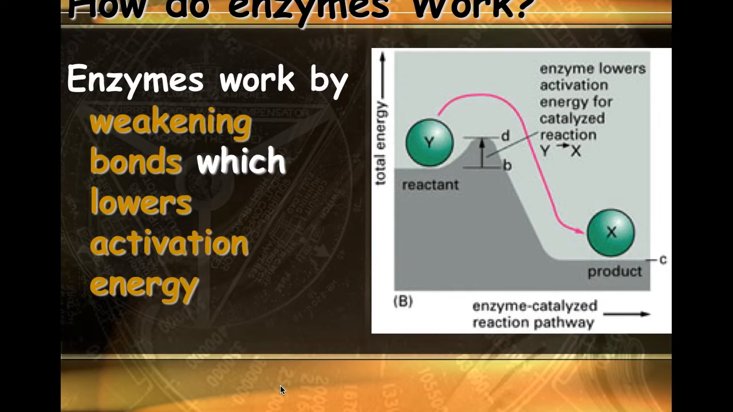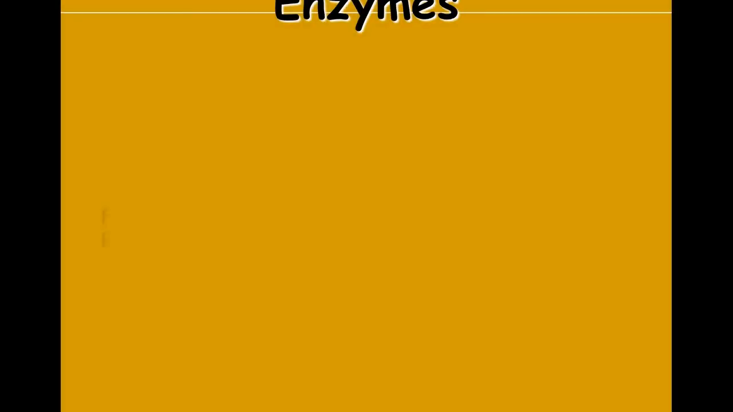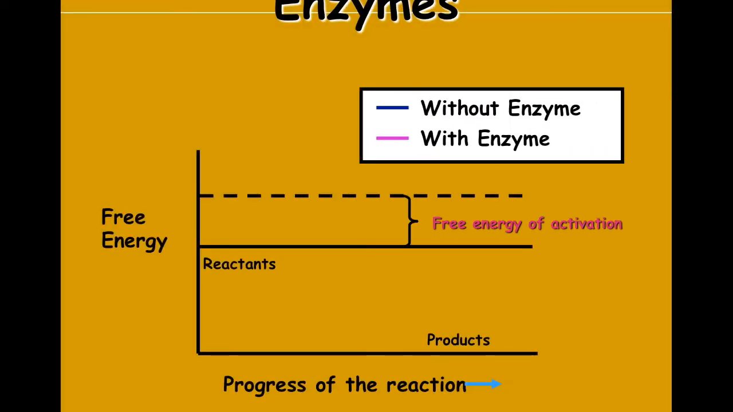So how do enzymes work? Enzymes work by weakening bonds, which lowers activation energy. So we don't need as much energy to get the process done. So here's our reaction without an enzyme. Here are our reactants. We need a large amount of energy in order to get to our products. If we add that enzyme, we can do the same reaction, but with less energy.